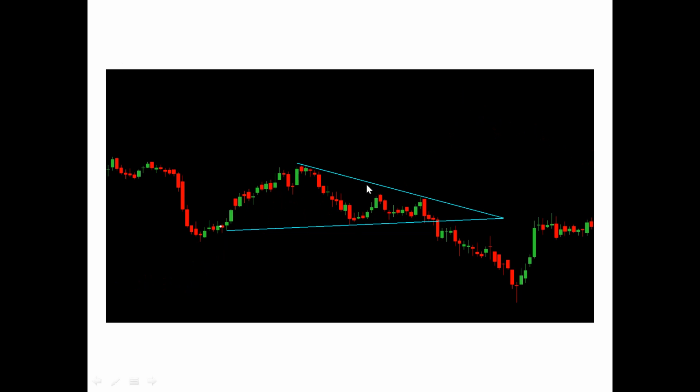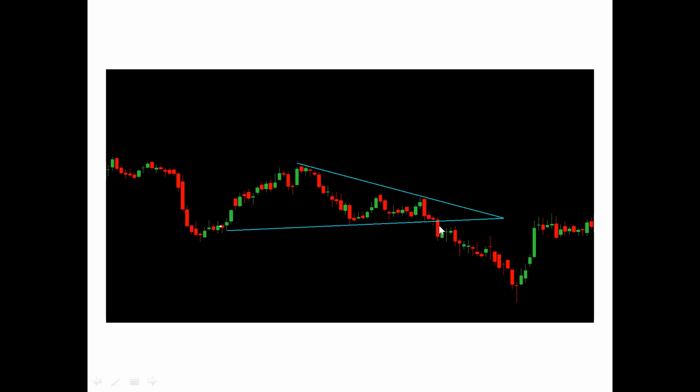There is one more descending triangle. So we have a low, this low and this low, they are all equal. The lows are equal, but the highs are lower high, lower high, right? And this time the price is breaking toward the downside, and the price broke here, and we have the huge fall here, achieving all our targets.